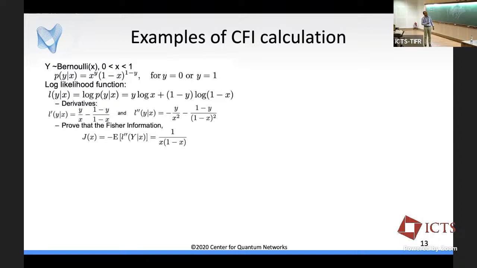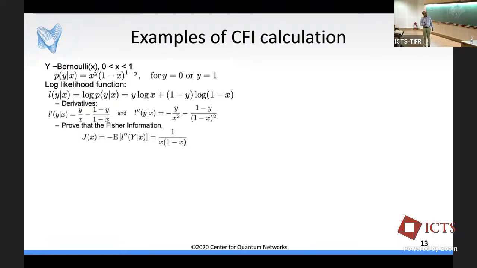So we'll take the log likelihood function, so log of P of Y given X, which is Y log X plus one minus Y log one minus X. And then L prime, you can just take a derivative. It's very easy. L double prime, you can also differentiate one more time. And here I'm just using the third way of calculating the Fisher information. It's a negative expectation of the second derivative of L.